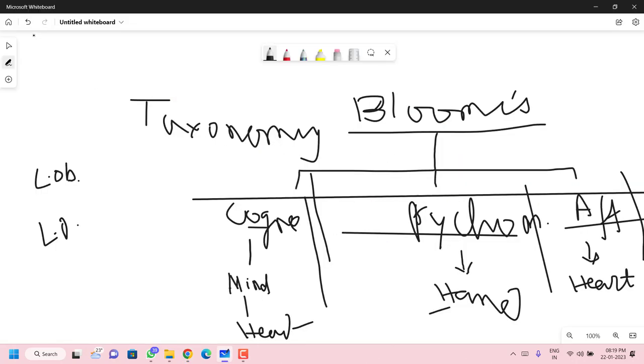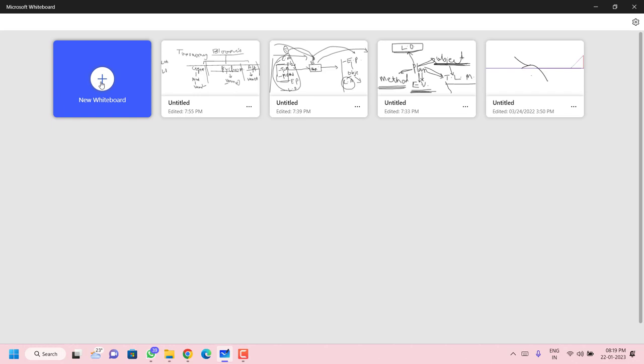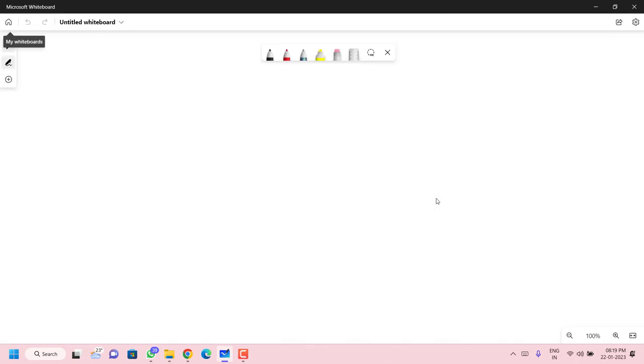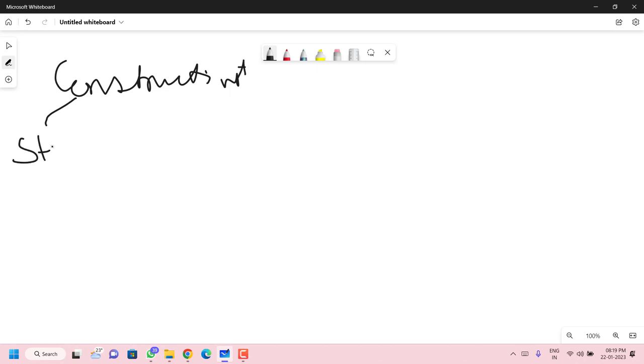Come to this. When we talk about the 5E lesson plan, we have seen that the 5E lesson plan is the constructivist lesson plan, isn't it? And when we talk about constructivism, here the students or the learners are the active members in the learning process. They are the main focus. They are supposed to be engaged in the learning process. And teachers are supposed to be the facilitator. They will create the environment that we have already discussed in the classroom.